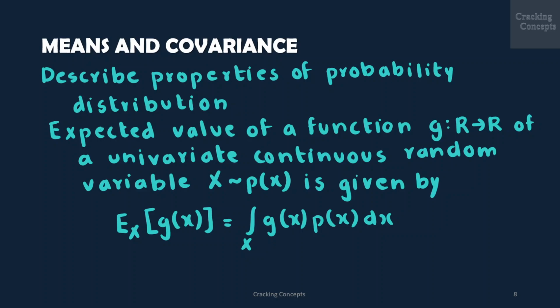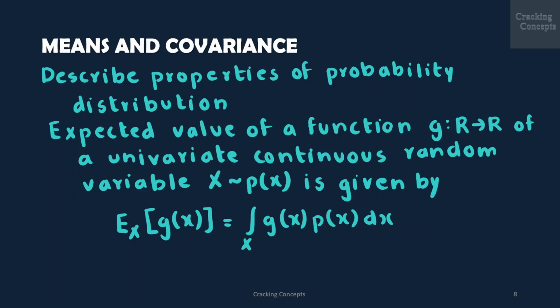Now let us look into means and covariances. Both are useful to describe properties of probability distributions, which is the expected values and the spread. The concept of expected value is central to machine learning, and the foundational concepts of probability itself can be derived from this expected value.